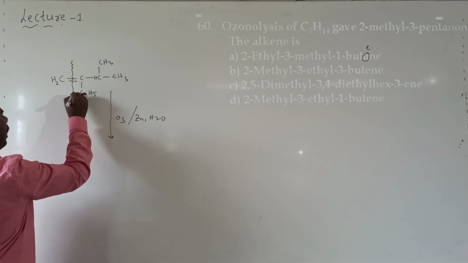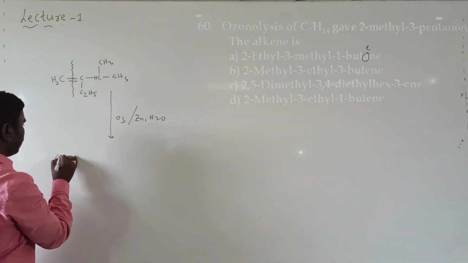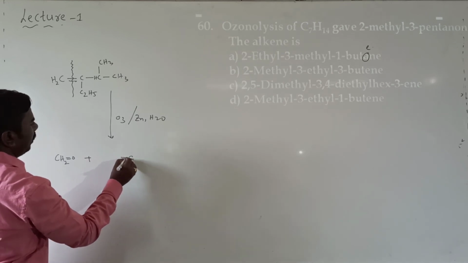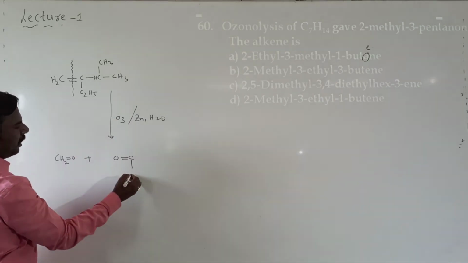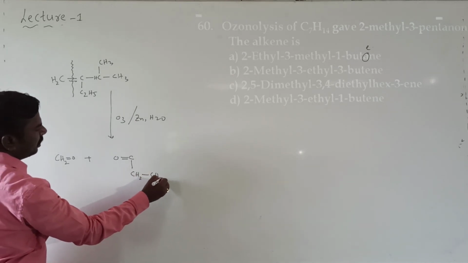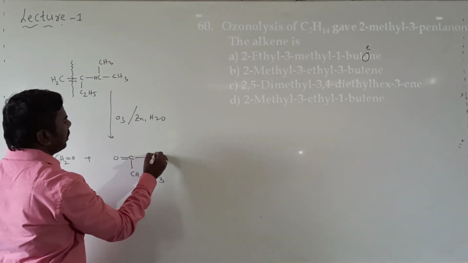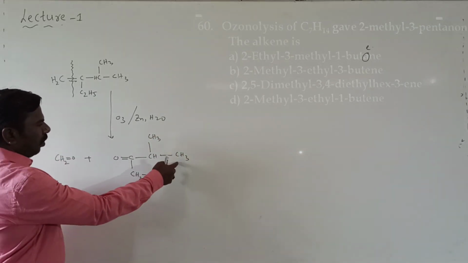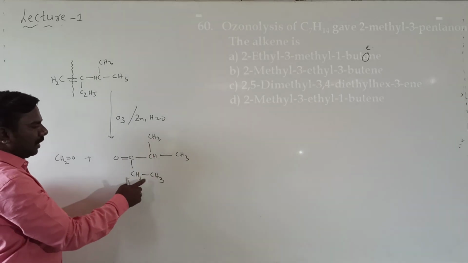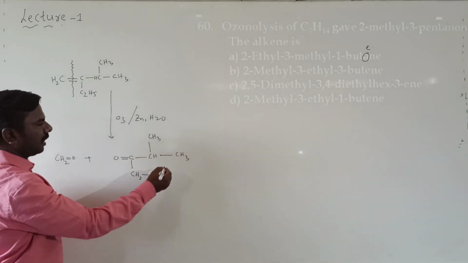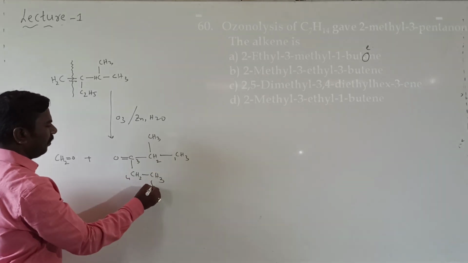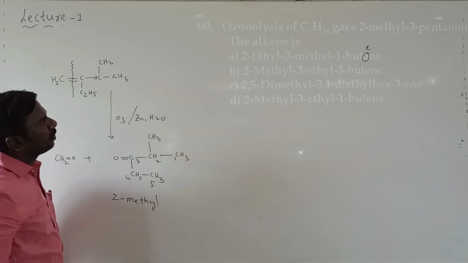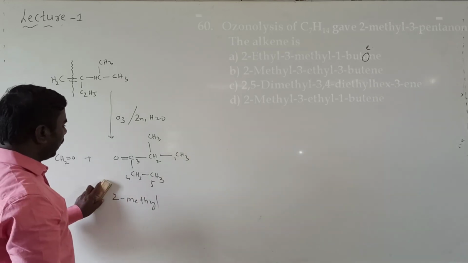Double bond will be broken, oxygens will be added. CH2 double bond O plus C double bond O, C2H5 I am writing as CH2CH3, and CH3. Clear it is. 1, 2, 3, second position substituent. 1, 2, 3, fourth position substituent. The right numbering is 1, 2, 3, 4, 5. 2 methyl, 2 ethyl.